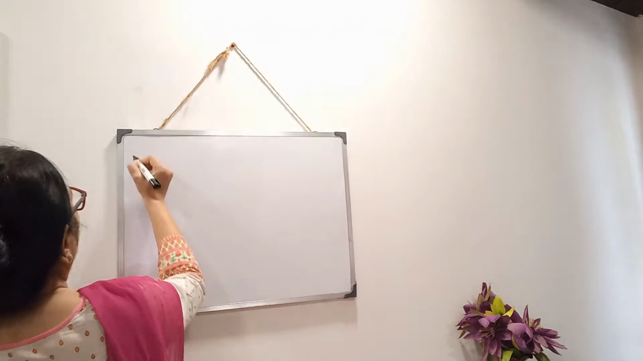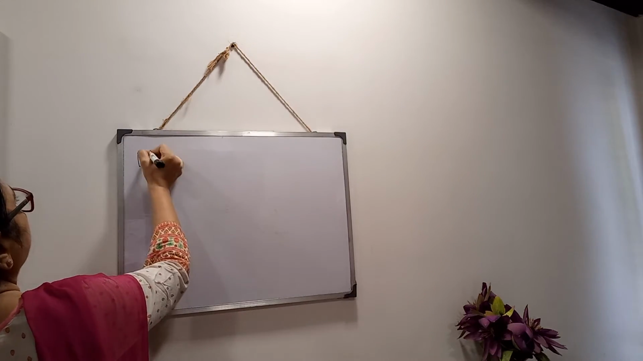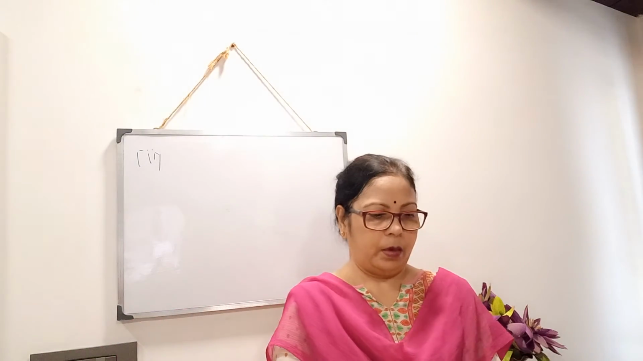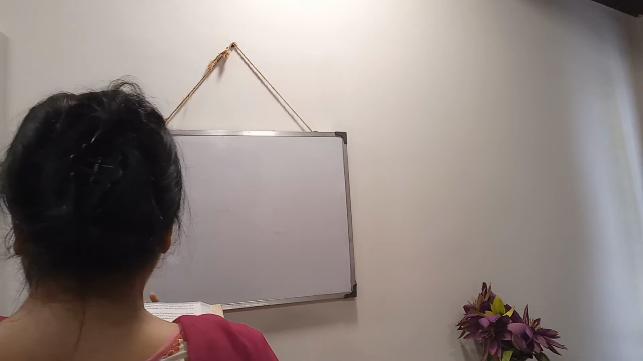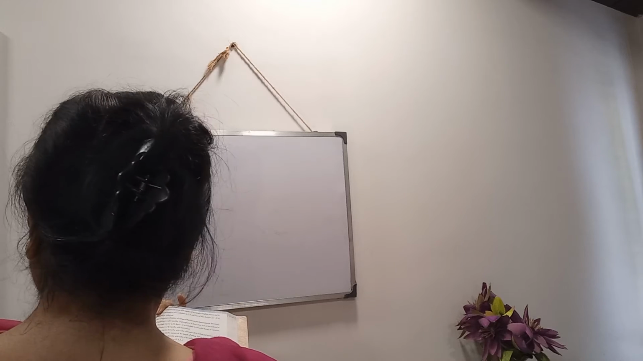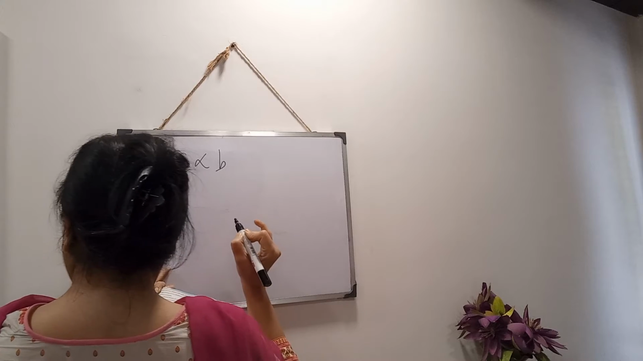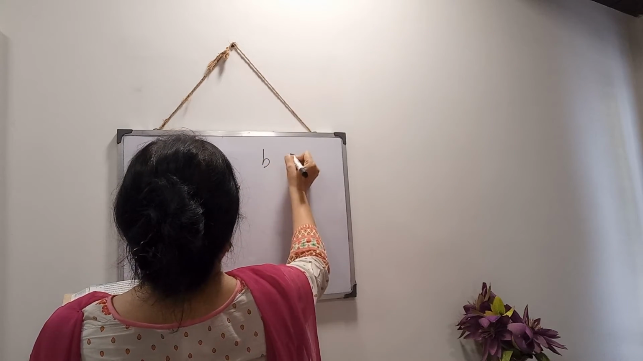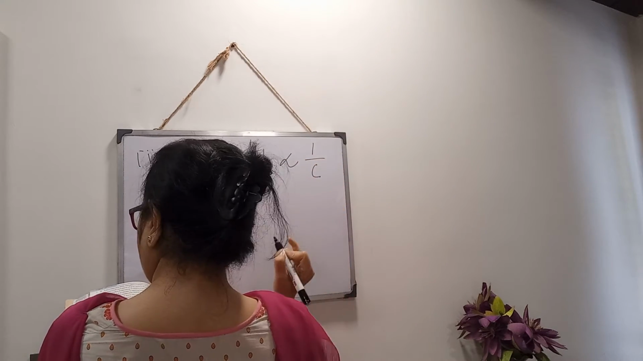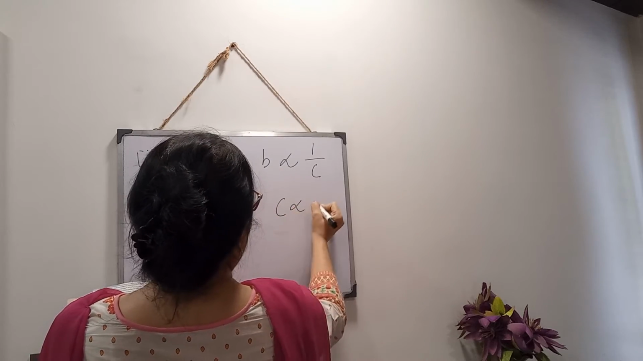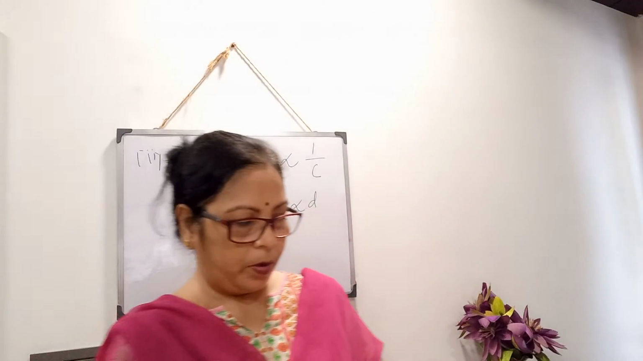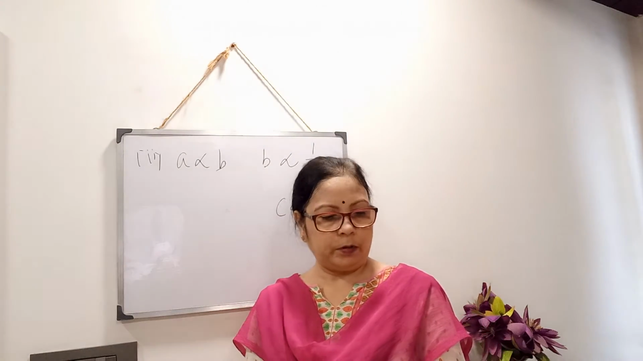Number 3. Number 4 you will see in the test paper. Now number 3: A varies as B, B varies as 1 by C, and C varies as D. Then write the relation of variation between A and D. This is given, and we have to find the relation between A and D.